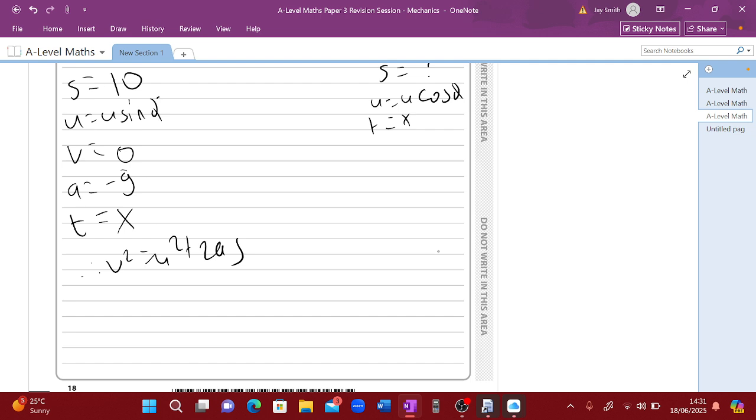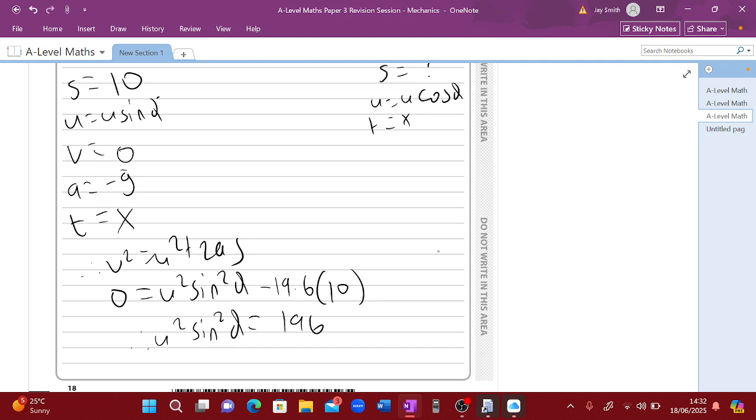So then we substitute it in. V squared is 0. U squared is U squared sine squared alpha. 2AS: again, g is going to be 9.8, so that's 2 times minus 9.8, which is minus 19.6, times S, which is 10. So therefore, U squared sine squared alpha is going to be 196. Okay, so now we've got another expression.